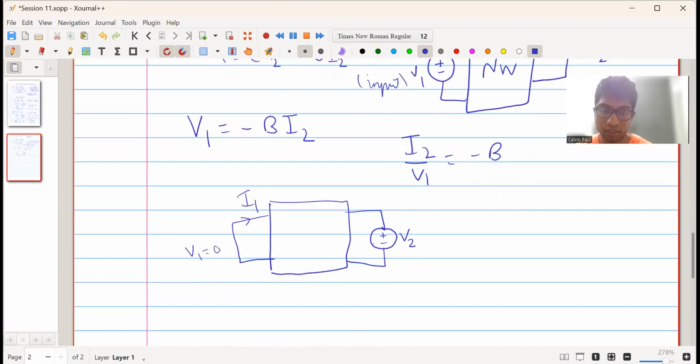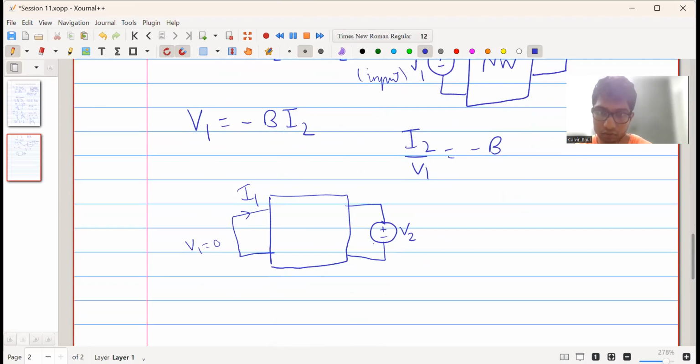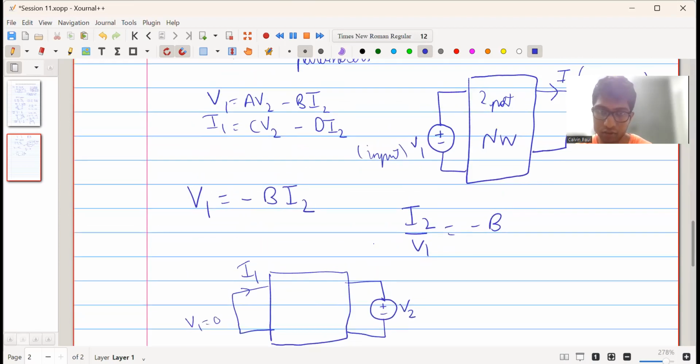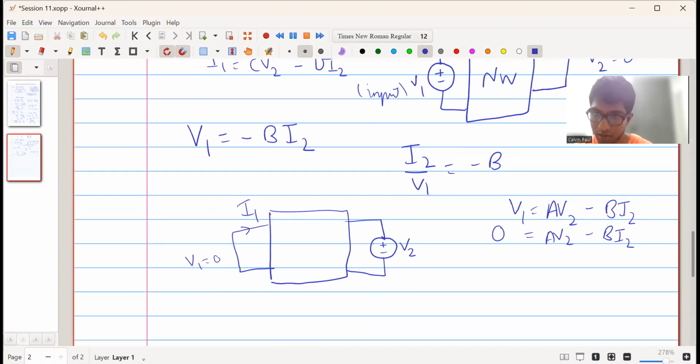When V1 is equal to 0, we know V1 is equal to A into V2 minus B into I2. So 0 is equal to A into V2 minus B into I2, and we get V2 is equal to B upon A into I2. This is the relation we have got for V2 in terms of I2.